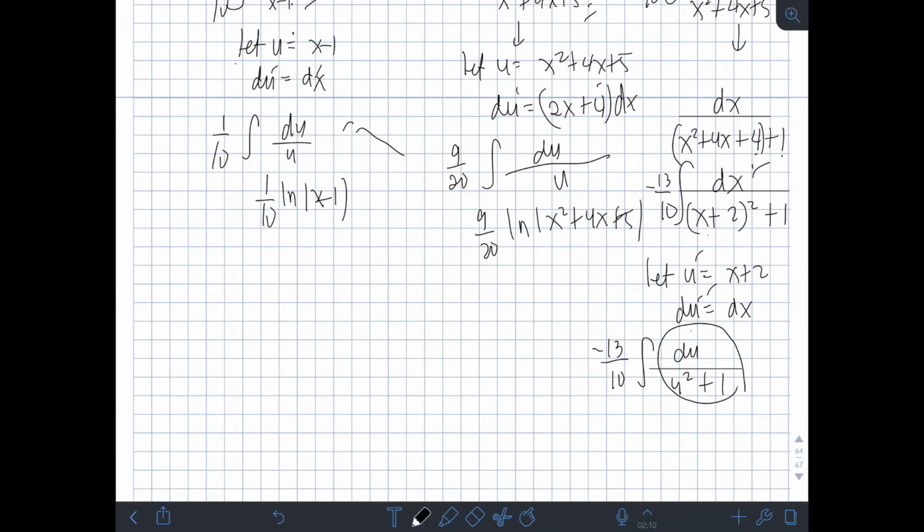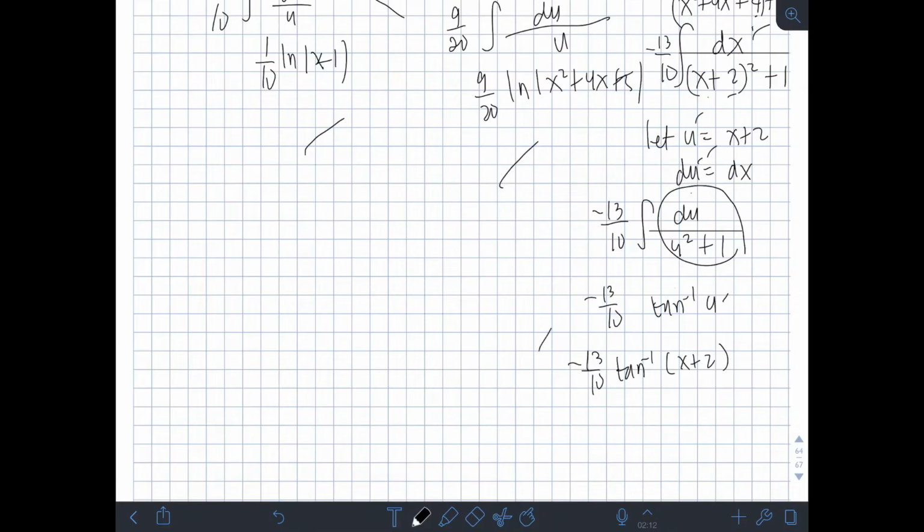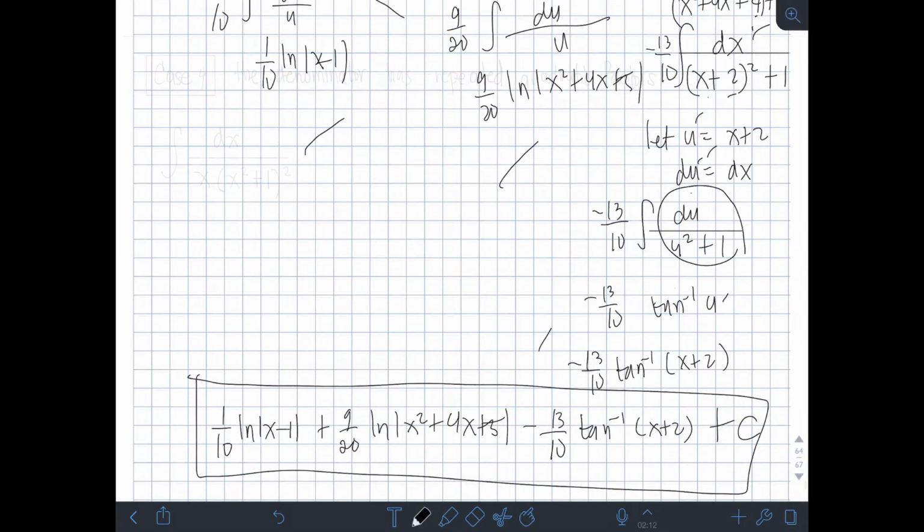So, diba integrable to? Yung parang integral ng dx over x squared plus 1. Arctangent. So, we have negative 13 over 10 arctangent of u. So, balik natin yung u in terms of x na x plus 2. So, we have negative 13 over 10 arctangent of x plus 2. So, pag kinombine natin yung tatlong integral, we have 1 over 10 ln x minus 1 plus 9 over 20 ln of x squared plus 4x plus 5 and then minus 13 over 10 arctangent of x plus 2 plus C. So, therefore, this is the final answer.